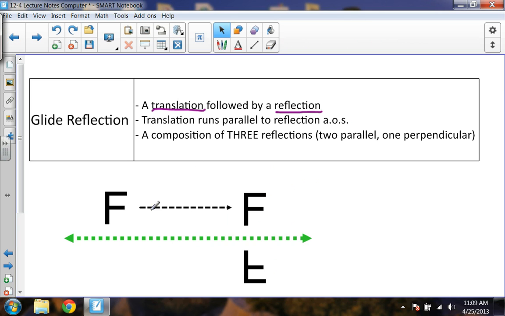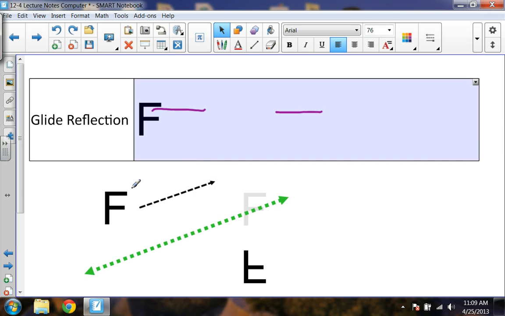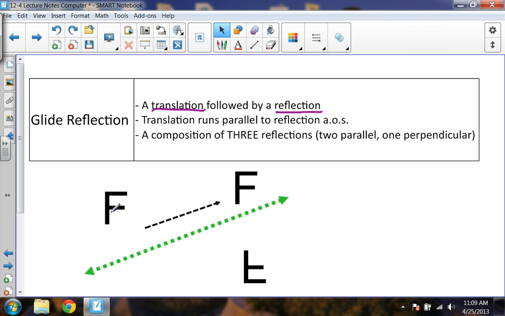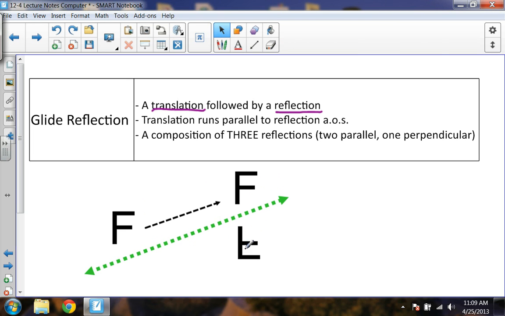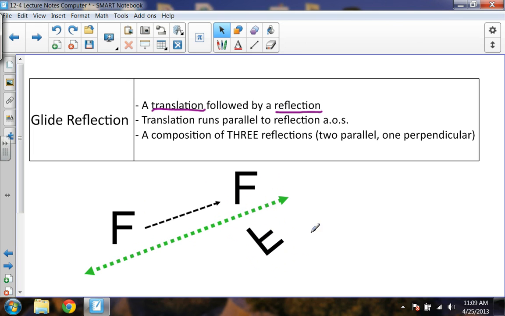Now, the translation must run parallel to the reflection axis of symmetry. Okay, so this line has to be parallel with that line to be considered a glide reflection. So you might see some translations that are slanted. For example, I might see one that looks like that. So that means its axis of symmetry also needs to be running parallel to it. So if I did this and translated it up here, then the reflection would end up looking a little different. It would probably look more like that.